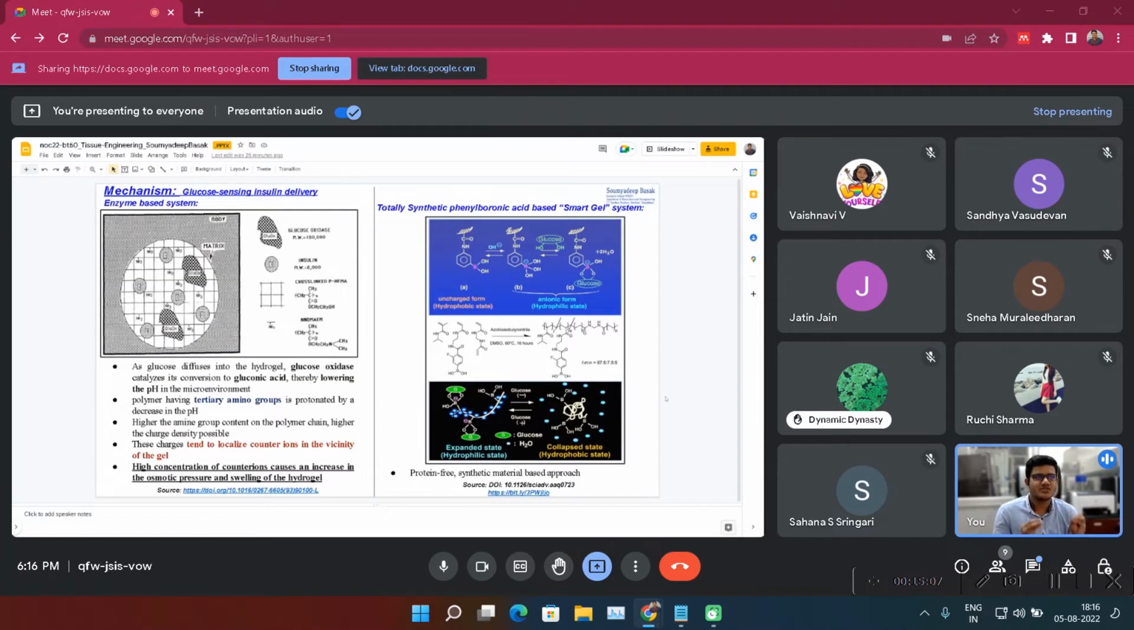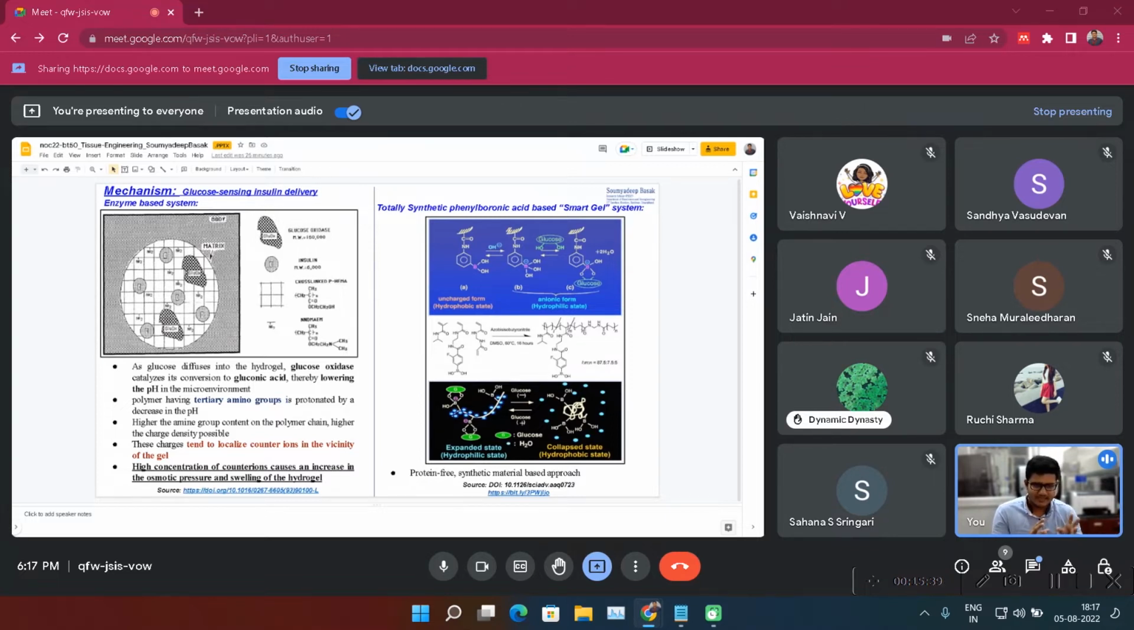So this glucose sensing mechanism is a 1980s, 1990s mechanism. They have been doing this. So mechanistically, what happens with this enzymatic system? On the left portion of the slide, these are the enzyme-based glucose sensing insulin delivery hydrogels. What it actually does is this glucose oxidase enzyme is converting glucose to gluconic acid, correct? And this is reducing the pH.